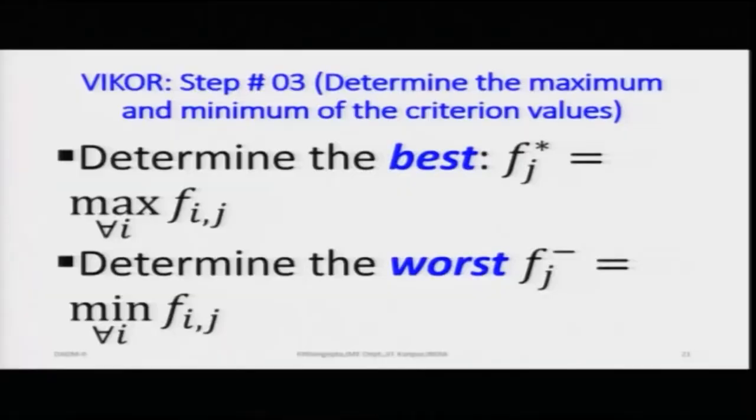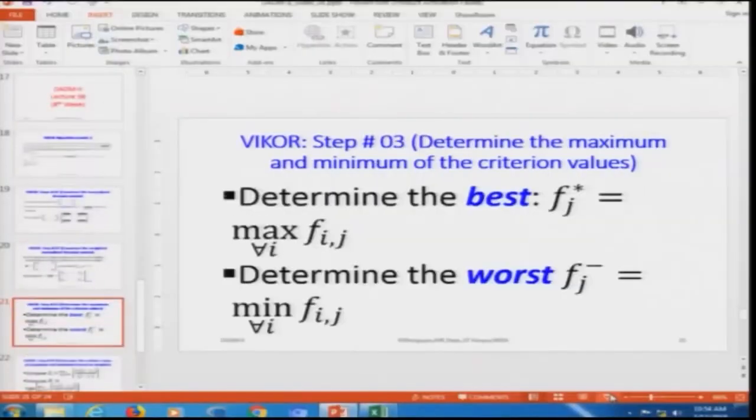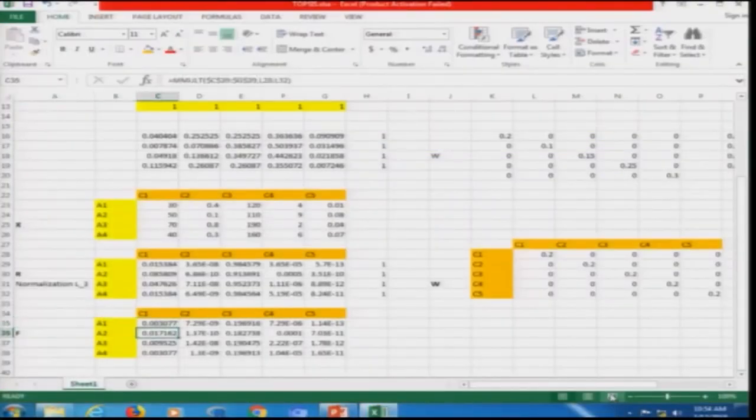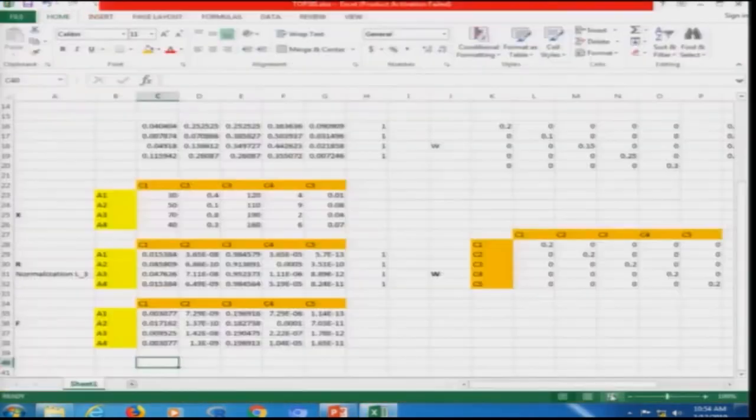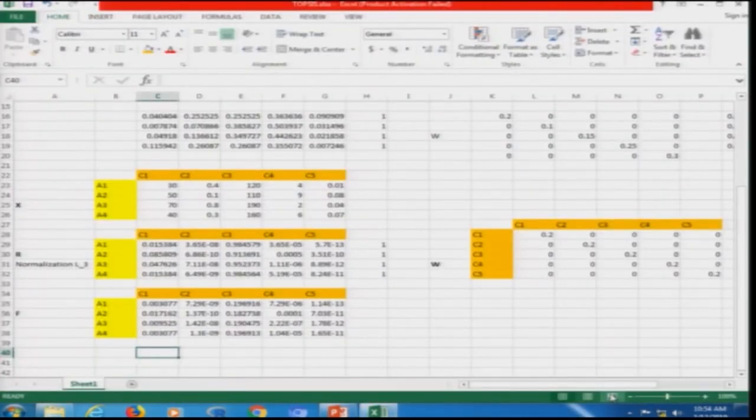So, we need to basically find out Fj star and Fj minus, which are basically for each and every row or column, depending on how you have mentioned them, we will find the best and the worst. Now, remember Fj star, that means for j is equal to 1, you will take along each and every alternatives. So, Fj is there. So let us go to, so we'll put it at Fj plus. So F star 1. So this we can find out for each criteria.